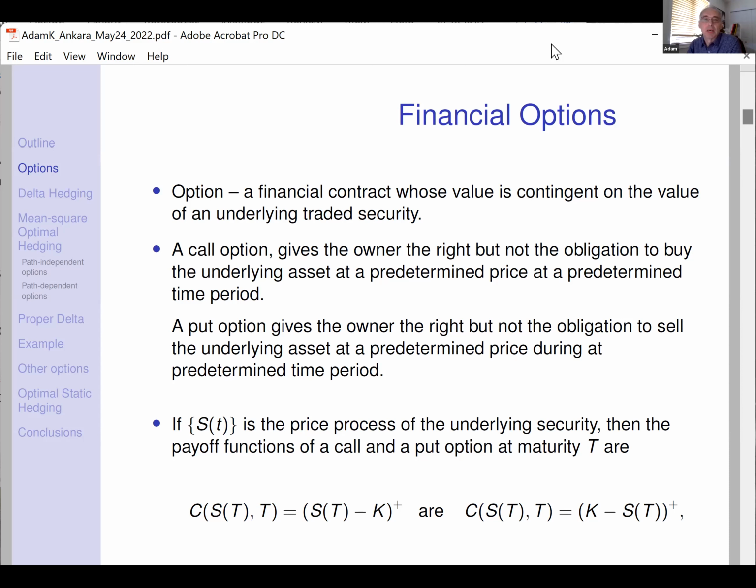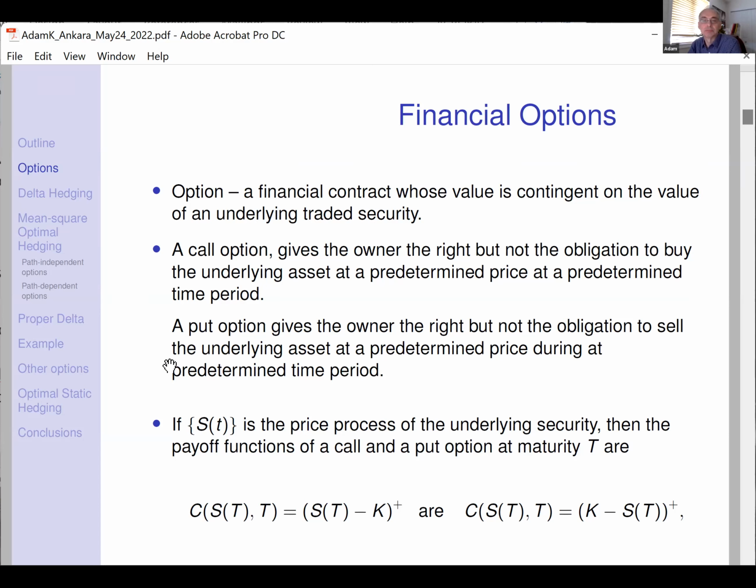A basic example of an option is a call option or a put option. These are so-called vanilla options. A call option gives the owner the right, but not the obligation, to buy the underlying asset at a predetermined price, which is called the strike price, at a predetermined time, which is called maturity. We are going to denote the price of the underlying security using the capital letter S.